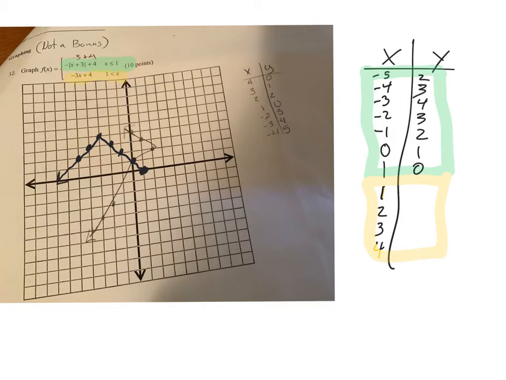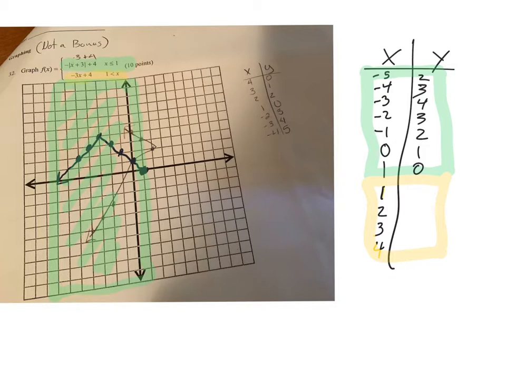If I was to keep plugging in negative numbers, I'd keep going down this way. We don't need to do that. We have enough information to see what the V looks like. And you should know it's a V again because that's an absolute value. All right, now let's do the yellow numbers. Actually, I'm going to highlight this so we can see. This is the green side. Okay, now let's do the yellow numbers.